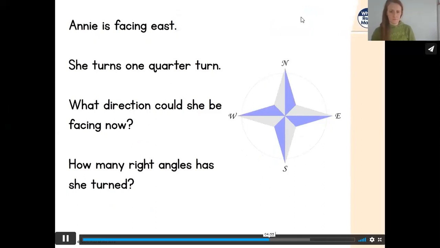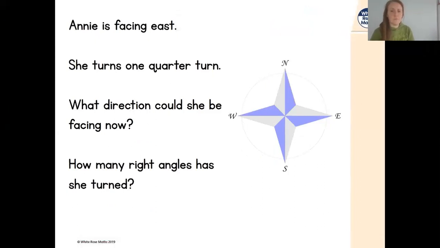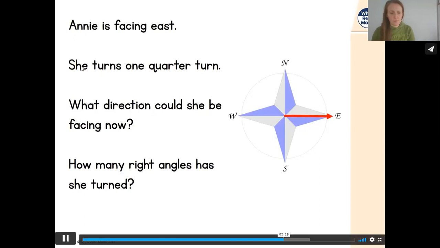We can use right angles when we're thinking about direction. So Annie is facing east, and we've got our compass points here. You may be familiar with the compass points from working in geography, or you might have done them in another maths topic. Annie is facing east. So there she is, she's facing east. She turns 1 quarter turn, so she's turned 1 quarter. Now, what direction could she be facing? Now, that word could suggests that she may be facing one of 2 ways. Because it says she turns a quarter of a turn, but it doesn't say in which direction, does it?